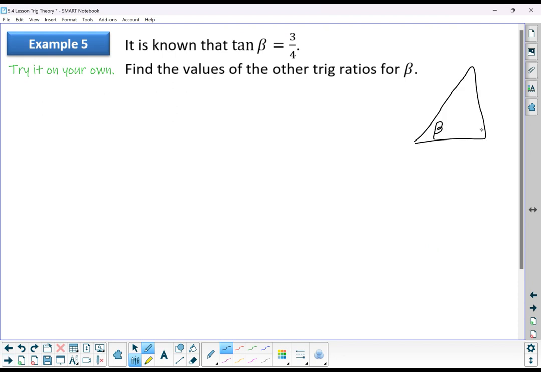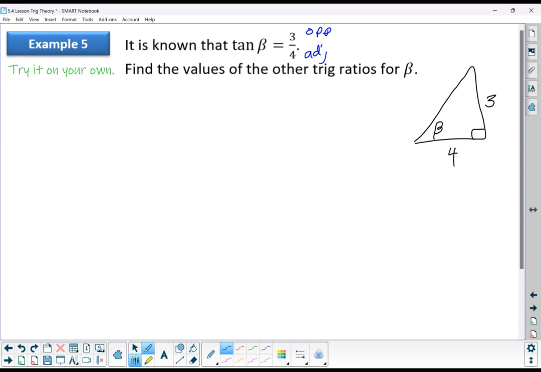I'll hurry and write it out for you. We know that the tangent of beta is 3 over 4. Well, tangent gives us the opposite over adjacent ratio. So we're going to treat the opposite side like it has a length of 3 and the adjacent like it is a length of 4.